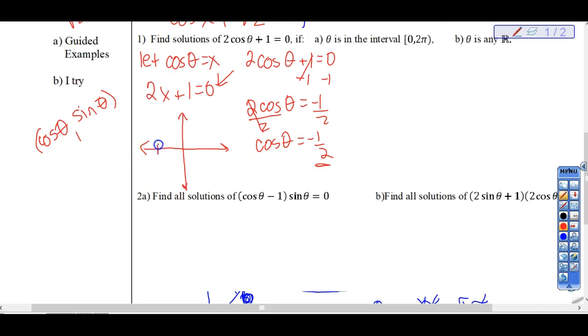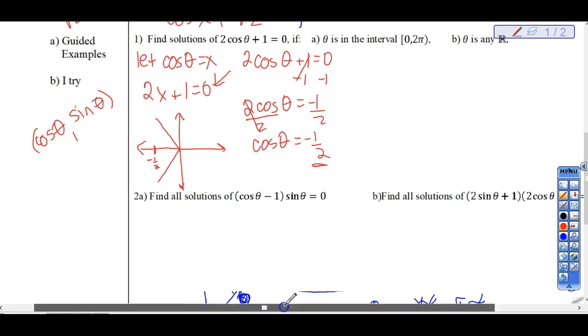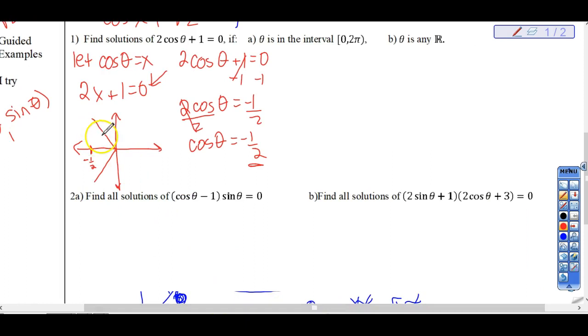So my x coordinate is -1/2. That happens on the left side of my coordinate plane. So I'm drawing an angle on the unit circle for where x equals -1/2. So what angle measure am I looking at right here?